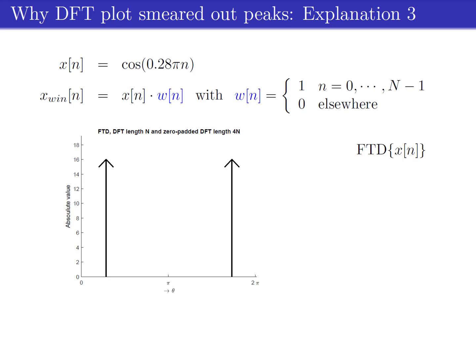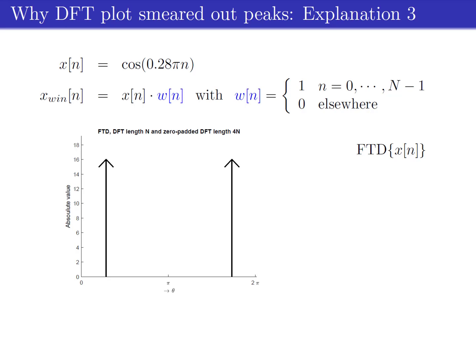This can be represented by a multiplication of the infinitely long original signal x[n] with a finite length rectangular window function w[n]. In a previous video we've seen that the DTFT of a rectangular function results in a so-called Dirichlet function. This is a function which looks like a sinc function. Its main lobe width is inversely proportional to the window length. Thus, the longer the window length, the smaller the main lobe width.